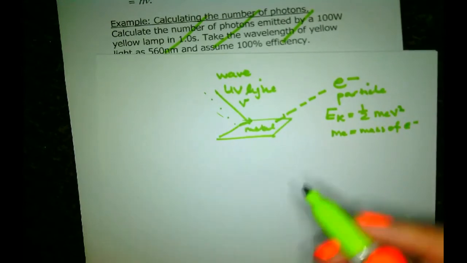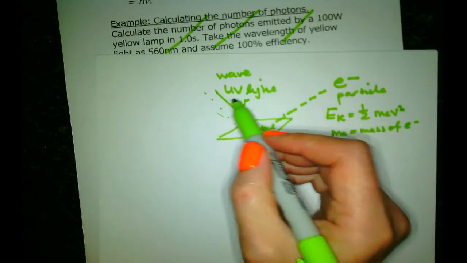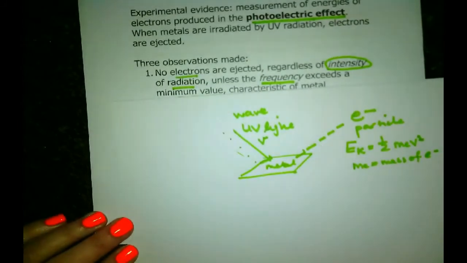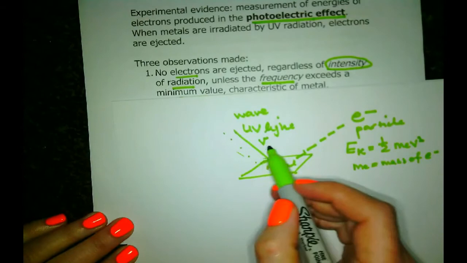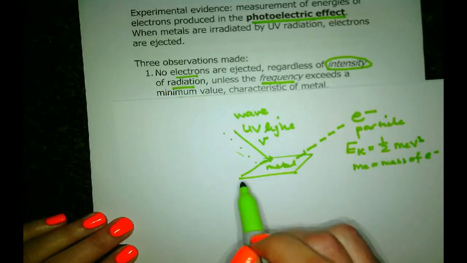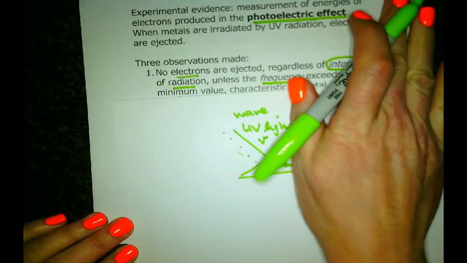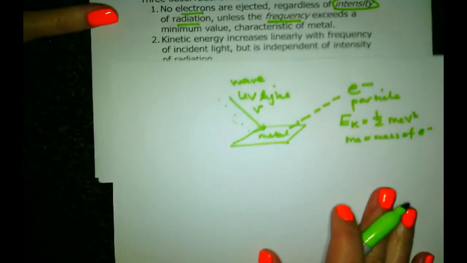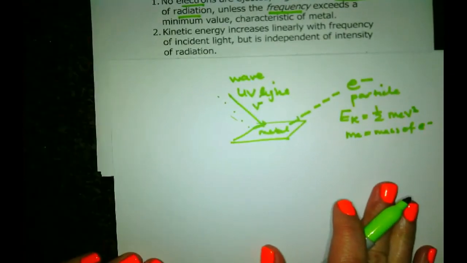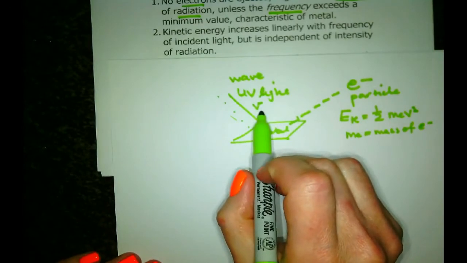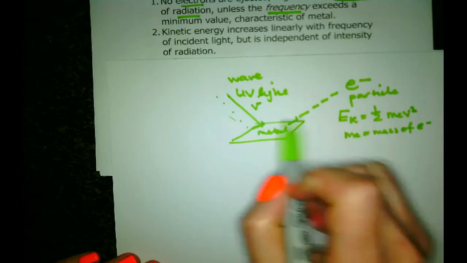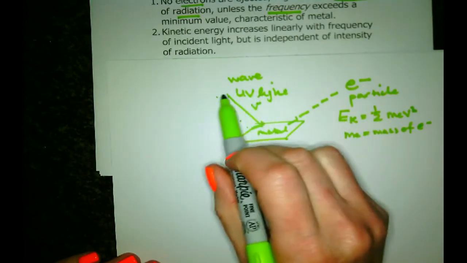Okay, so the first observation: no matter how strong or how intense the light, if that frequency is not high enough, no electrons are emitted. So that process does not happen if the frequency is too low. And that specific frequency is determined by the metal. Secondly, assuming the frequency is high enough, the kinetic energy of the electron increases as the frequency increases. But again, it's independent of the intensity of the light.